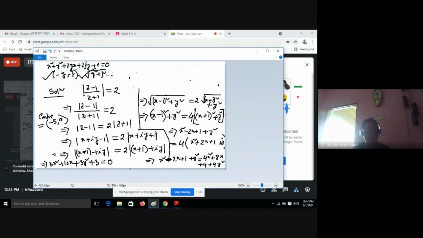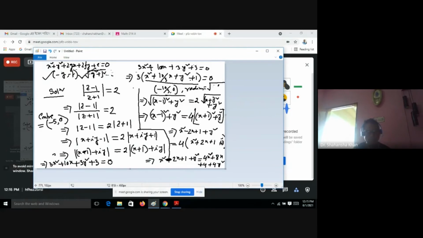So the general equation is 3x square plus 10x plus 3y square plus 3 equal to 0. You must put it in general form, so 3 is the common factor here. Then x square plus 10 by 3 x plus y square plus 1 equal to 0. So this is the equation of a circle, right? So what is the center? Minus 10 by 3, 0.